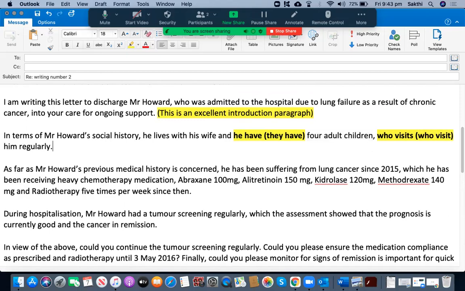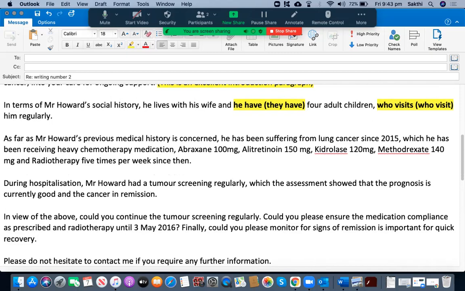All right, sorry. Okay, as far as Mr. Howard's previous medical history is concerned, he has been suffering from lung cancer since 2015, which he has been receiving. No, it's for which. Okay, let's say there's another issue as well.